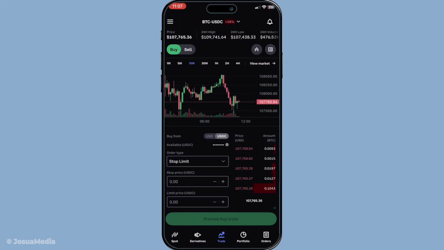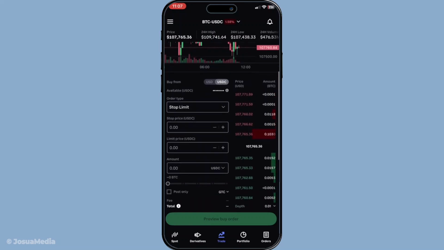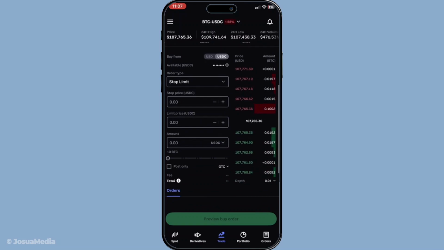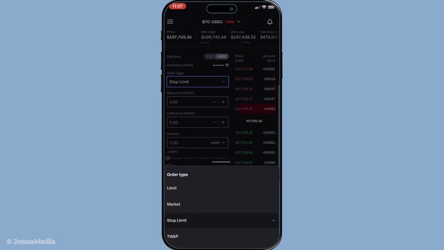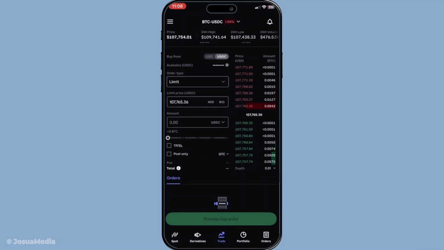Now you want to opt for limit as your order type. Limit orders are excellent for traders who wish to buy or sell assets at a specific price rather than at the current market rate. By choosing this order type, you're taking control, deciding the exact price you deem acceptable for the trade, and potentially maximizing your profit margin.